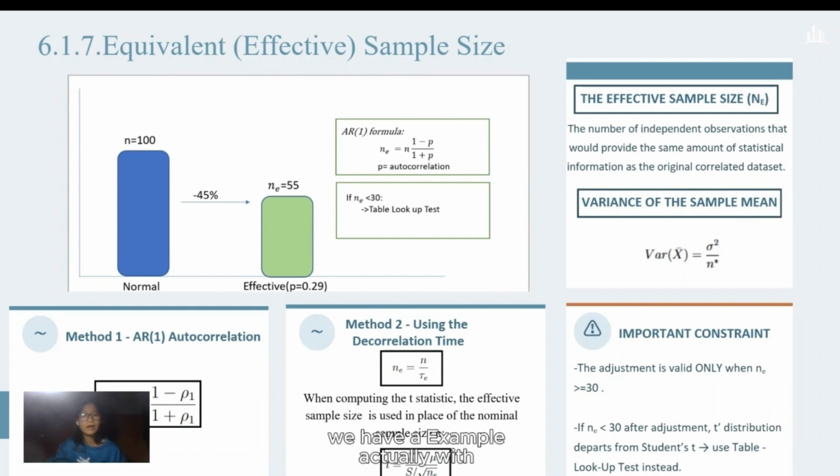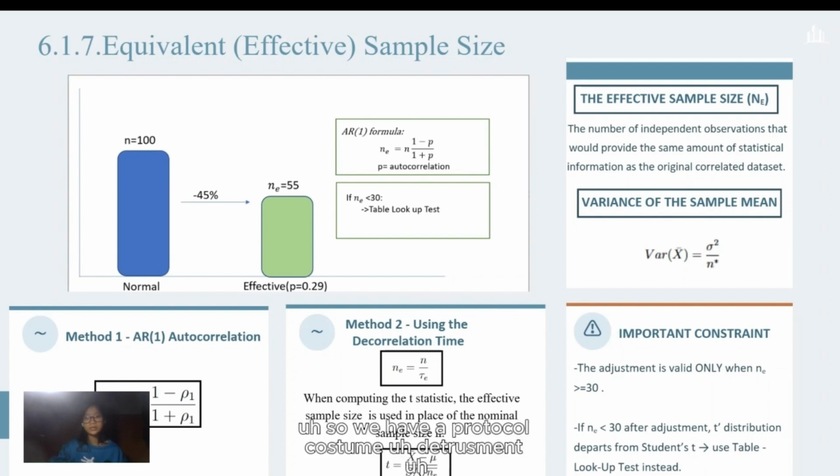Example: if we have an actual sample size of 100 and the correlation between current and previous values is 0.29, then the effective sample size is about 55. It means your 100 points are only worth 55 points. The other method uses the correlation time tau, the time it takes for observations to become independent.